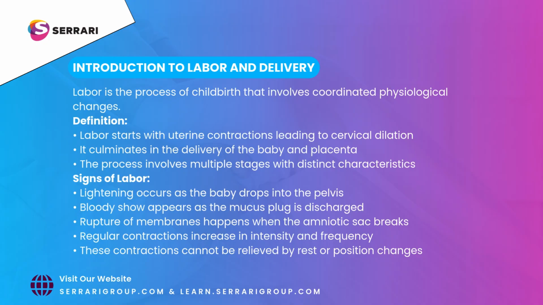Signs of labor. Lightening occurs as the baby drops into the pelvis. Bloody show appears as the mucus plug is discharged. Rupture of membranes happens when the amniotic sac breaks. Regular contractions increase in intensity and frequency. These contractions cannot be relieved by rest or position changes.